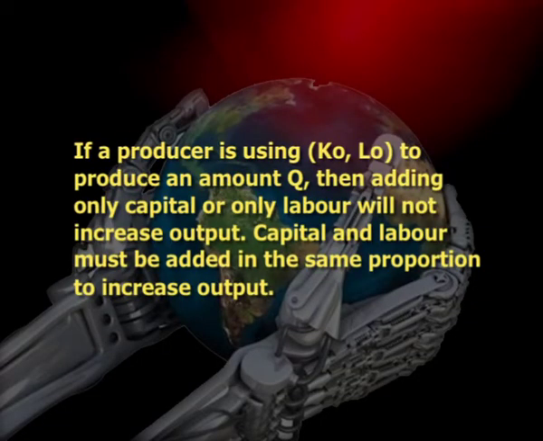This model assumes that a fixed proportion of capital and labor are required to produce output Q in a growth process. If a producer is using quantities K0 and L0 of capital and labor respectively to produce an amount Q, then adding only capital or only labor will not increase output. Capital and labor must be added in the same proportion to increase output.